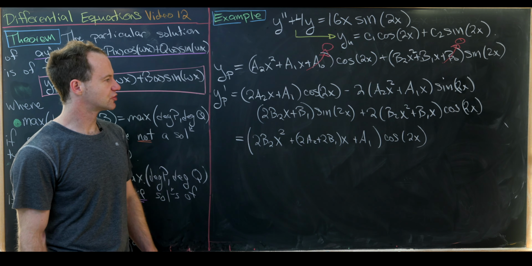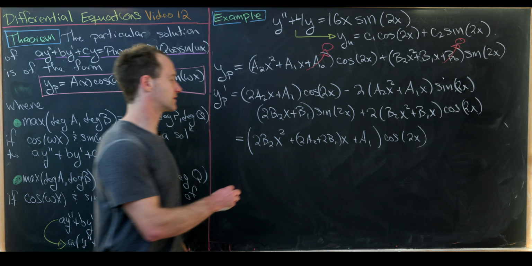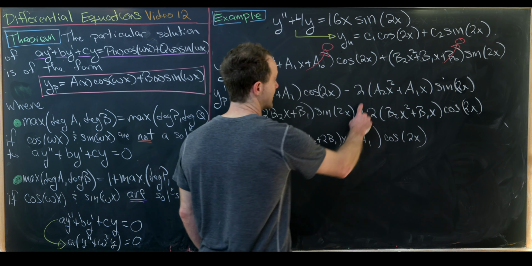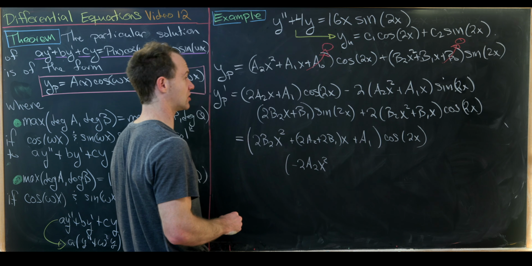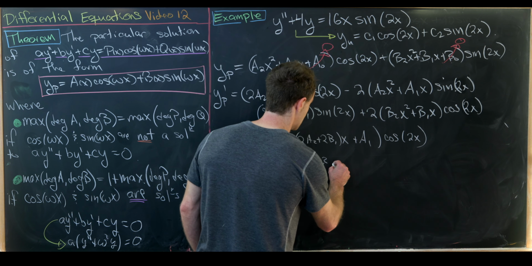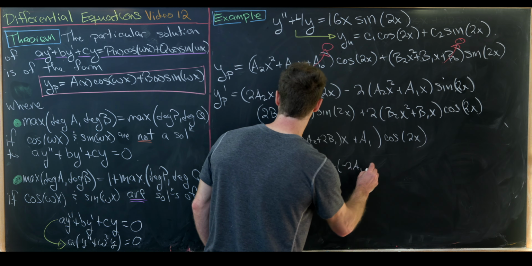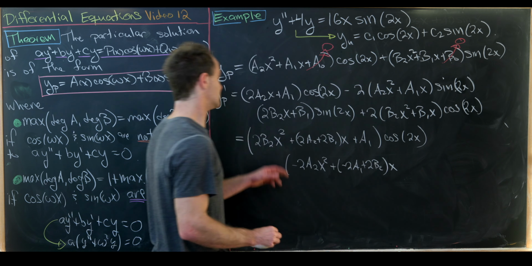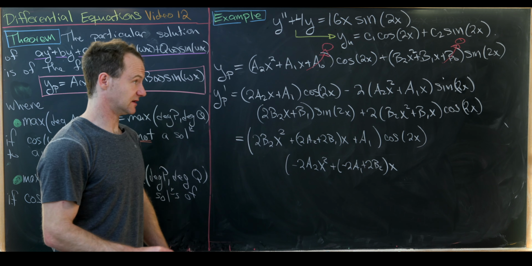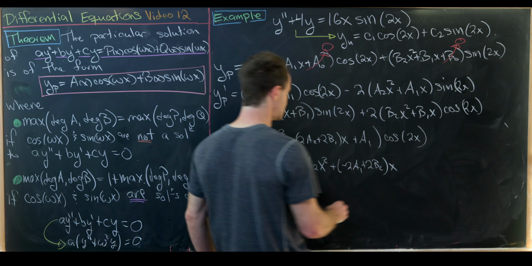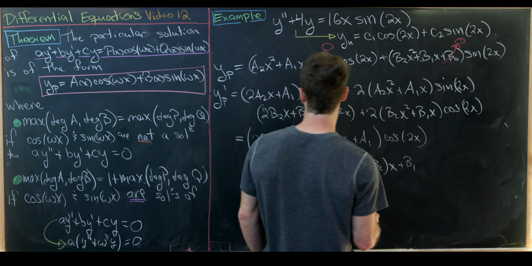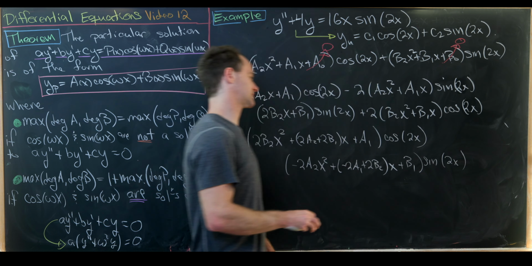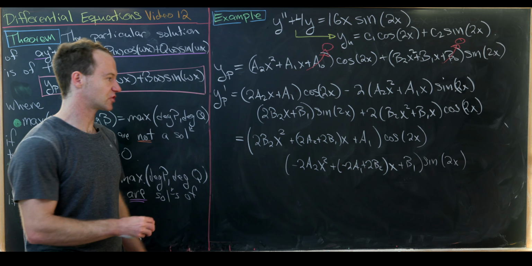Okay, great. Now let's also group the sine portions together. So we'll have minus 2a2x squared. So that's our x squared term. And then we'll have a plus a minus 2a1 plus 2b2x. So that'll be from this 2b2x and the a1x over there. And then finally plus b1 for our constant term, and then we'll have sine of 2x. Okay, so that's our first derivative.